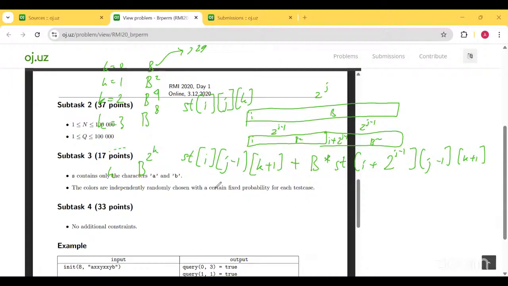So what is the complexity for this? The complexity is, of course, we need to pre-compute ST. Yes, that's correct. There are n and there are log n. Wait, what happens when 2 to the k is greater than n? Do you know? Is it always false? So how do you handle this?